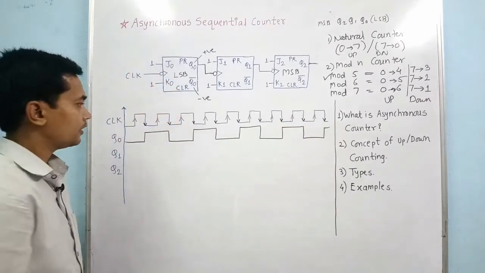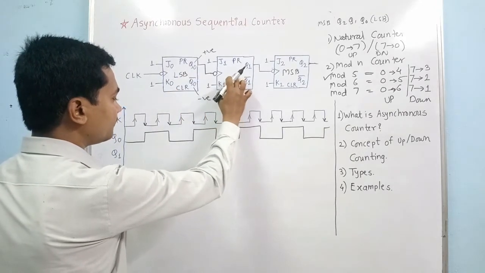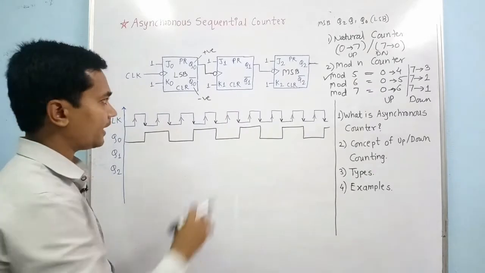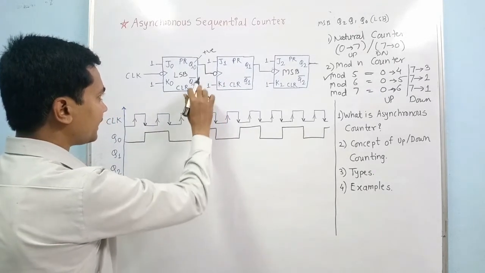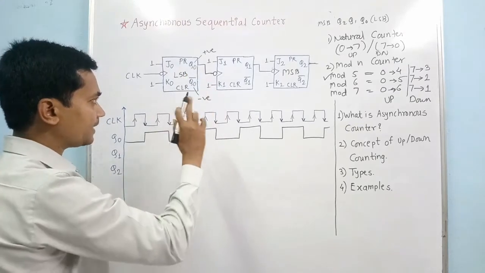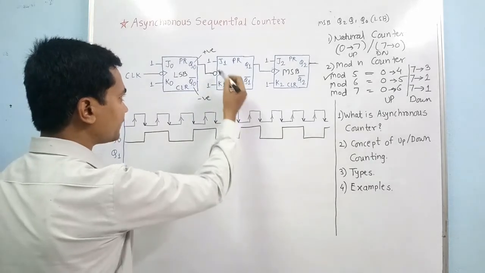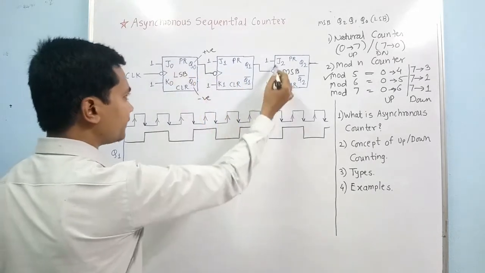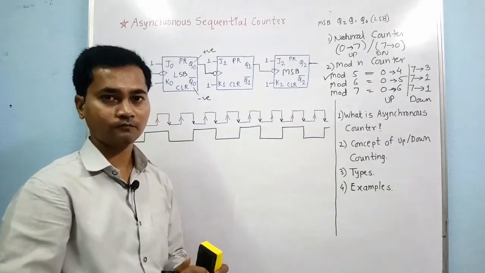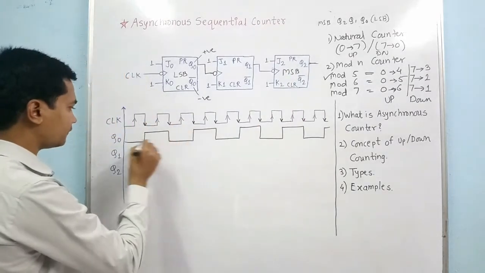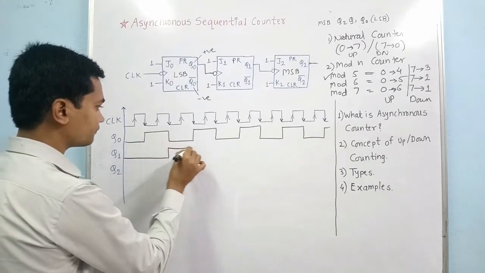Now this Q0 is connected to flip-flop number 1 as a clock, and this is also a negative edge triggered clock. So whenever the falling edge arrives on Q0, only then will Q1 toggle, because J1 and K1 are tied to 1, 1. Everywhere the JK flip-flop is connected in toggle mode. So on the falling edge of Q0, the Q1 output will change like this.